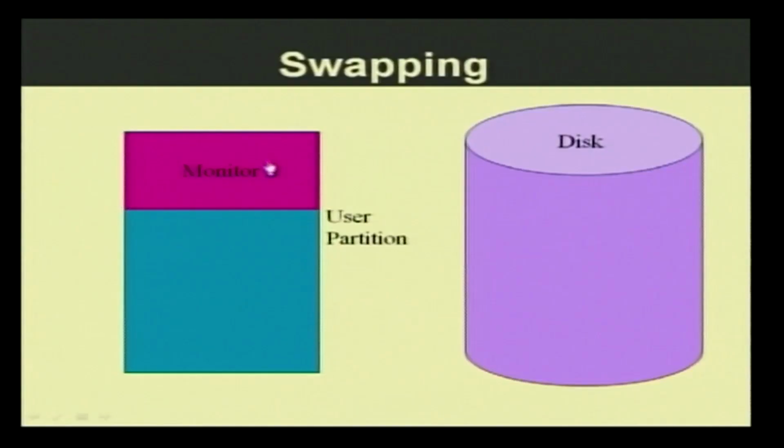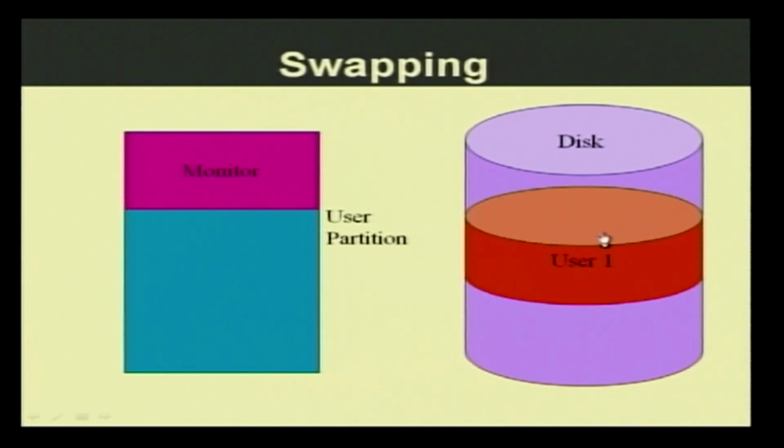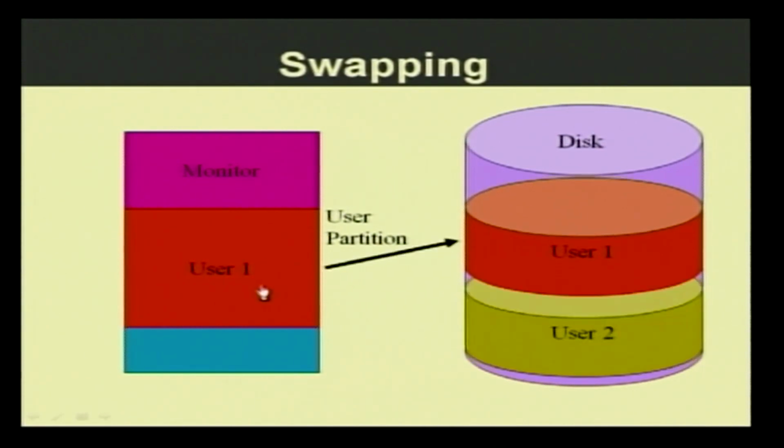There is a monitor or operating system area, and this is the user area. And the disk obviously houses the user programs. User 1 is the program which is stored in the disk. Now this program has to go for execution. It is loaded inside the memory area where it is executed.